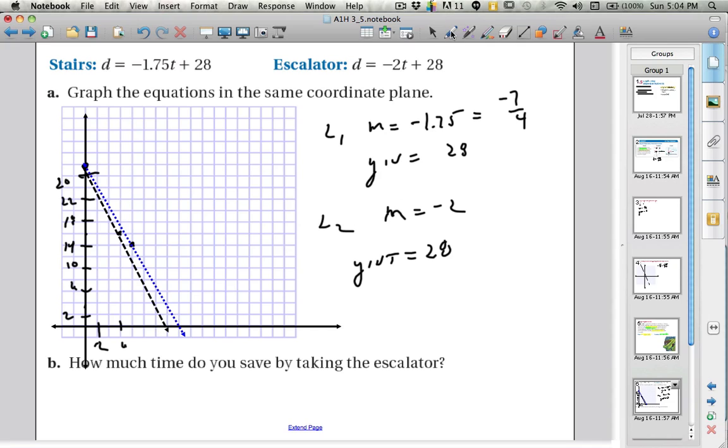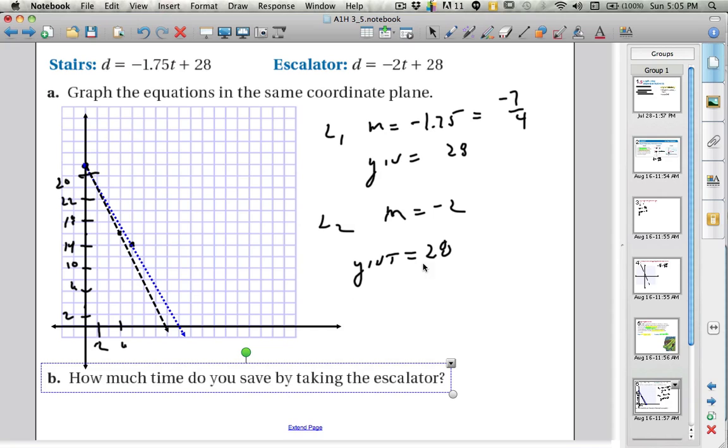And what you can see is it looks like what happens is we finish out about 2 seconds different from each other, according to my graph. So that's the time that I save by taking the escalator, right?